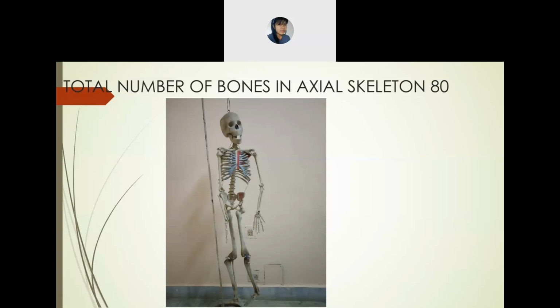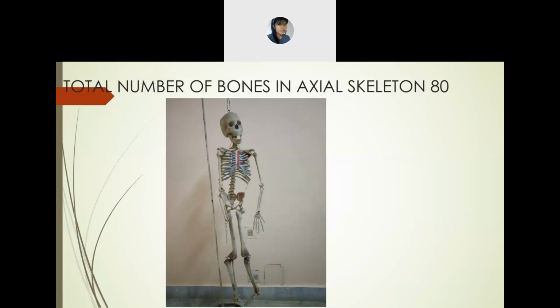L O W E R. Lower. Say lower, repeat after me. Lower. Lower. Say again. Lower, not loyal. Loyal has a different meaning.